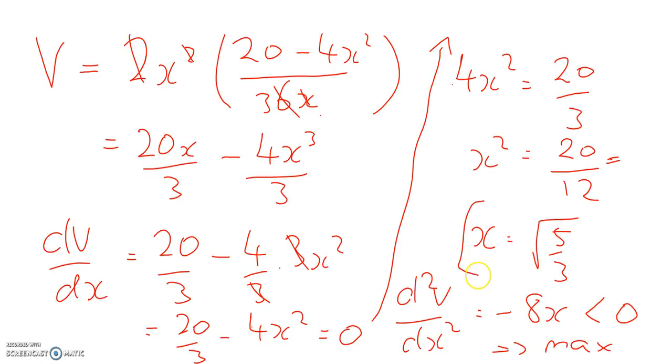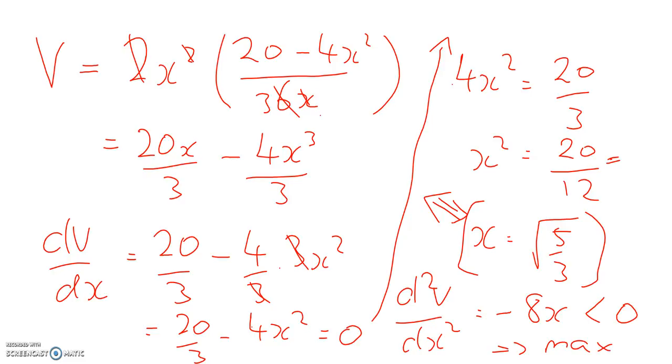At x equals root 5 over 3, we can substitute that back and find out all the dimensions of it, because using the equation for the surface area, we can find out what y is and what 2x was. We can find out the actual maximum value of the volume, but this point here is where the maximum occurs.